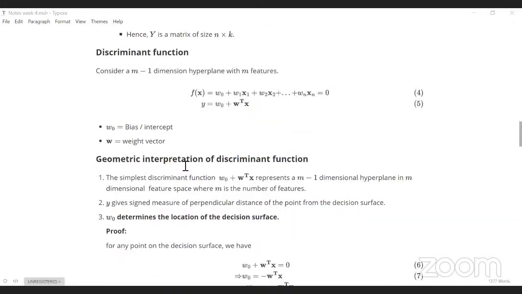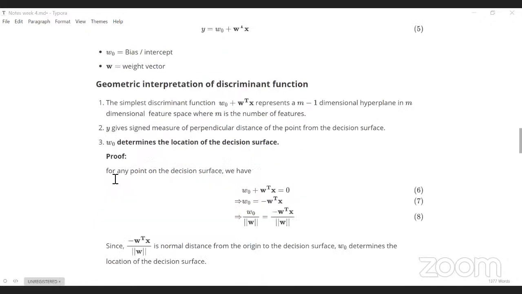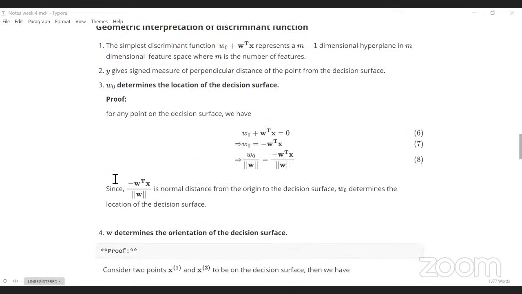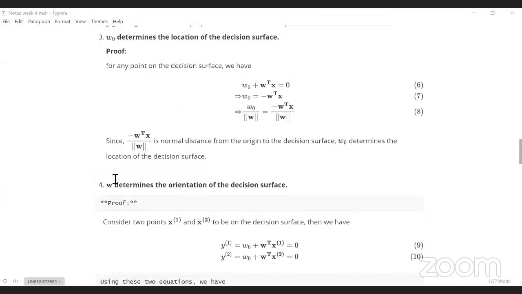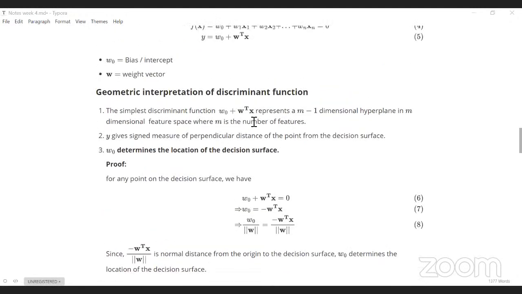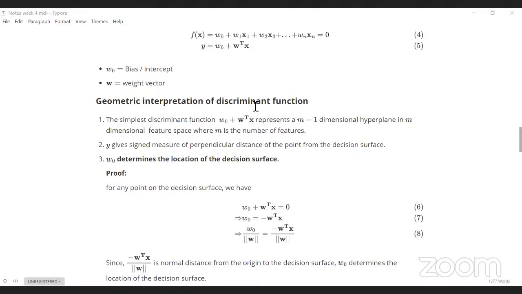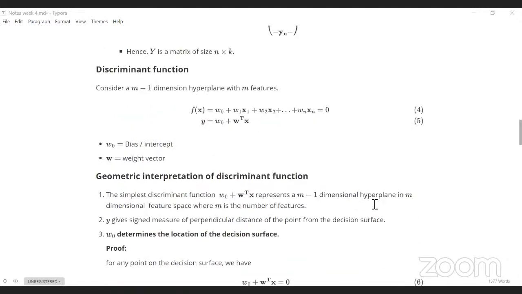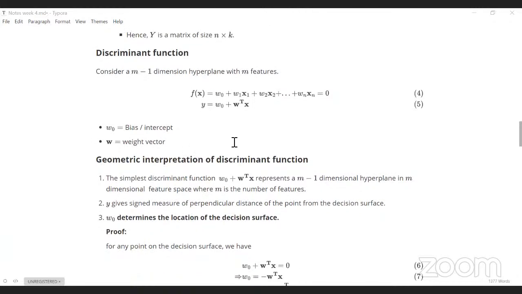So what is the geometrical interpretation of this discriminant function? This interpretation is going to help you understand the model, so keep these 4 points in mind whenever you are trying to understand the model. First is pretty easy: this discriminant function is an m-dimensional hyperplane in m-dimensional feature space. Second, for a given x, the value W0 plus W transpose x is actually the distance of that point from the decision surface, that plane or hyperplane.